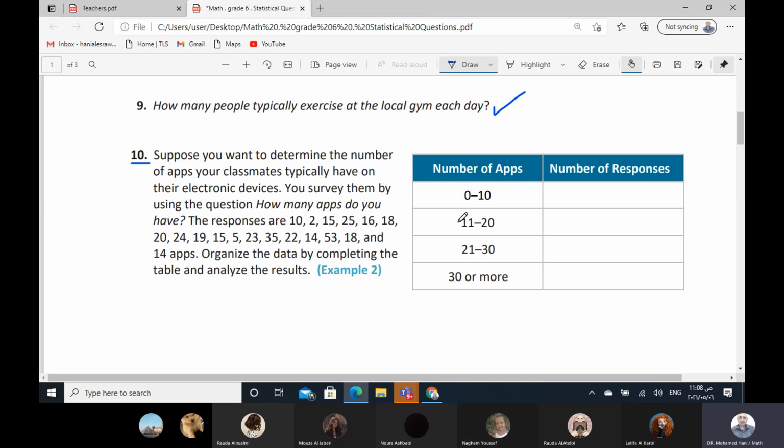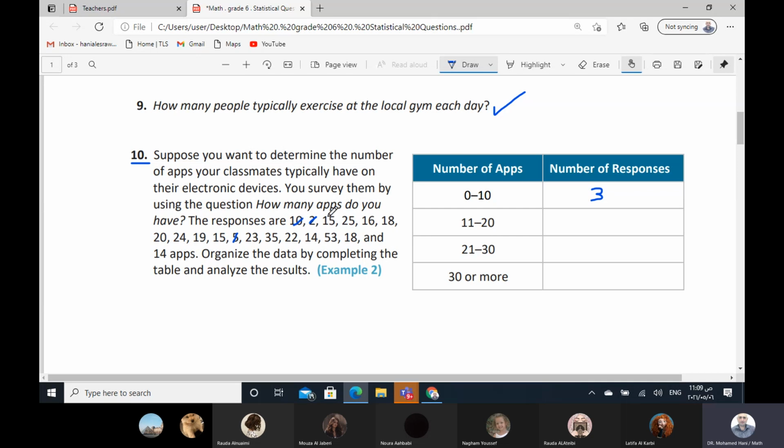Thank you. So here's the period from 0 to 10. Go to the data, then count how many numbers between 0 and 10. We have here 2, and we have 5. Also, the first one is 10. Yes, sorry. And we have here 10. So we have three numbers. Now the period between 11 and 20.